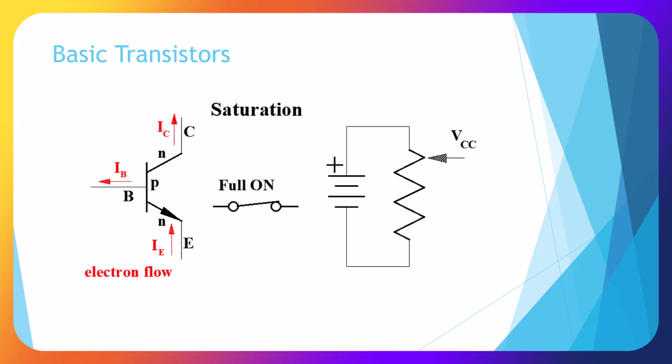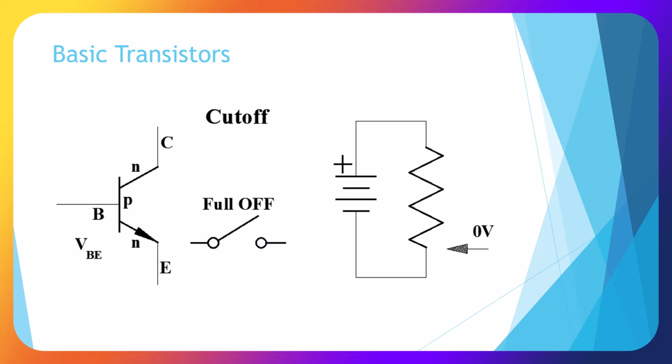Let's take a look at basic transistors. We have complicated biasing and circuitry, but there are only 3 conditions that we look at in a transistor. First one is saturation. This is an NPN transistor. When we're in saturation, it acts like a closed switch. It is fully functioning to pass current. So one of the conditions is saturation, meaning full on.